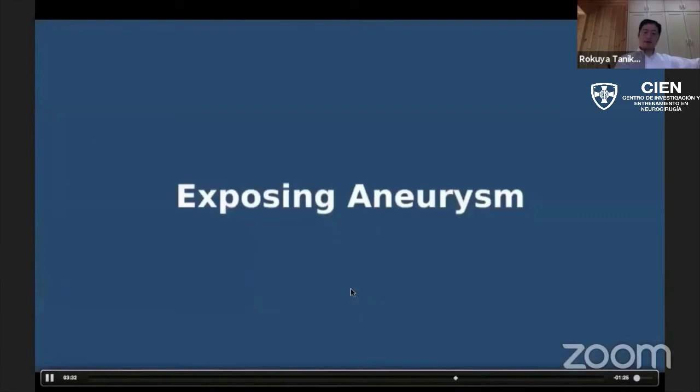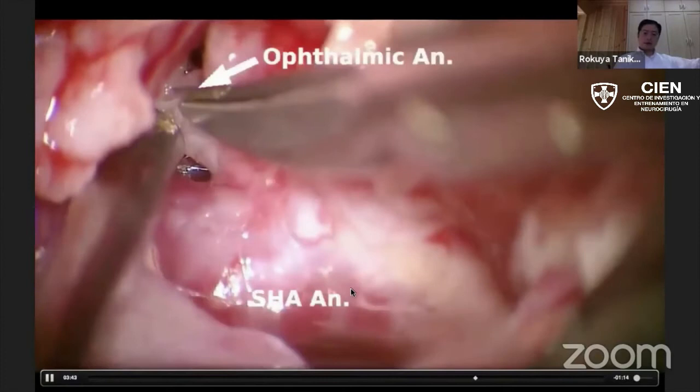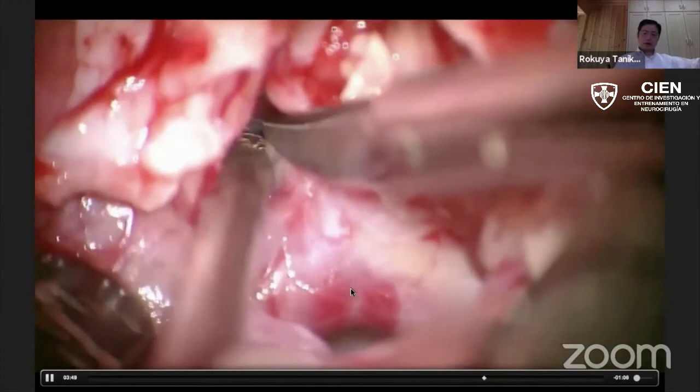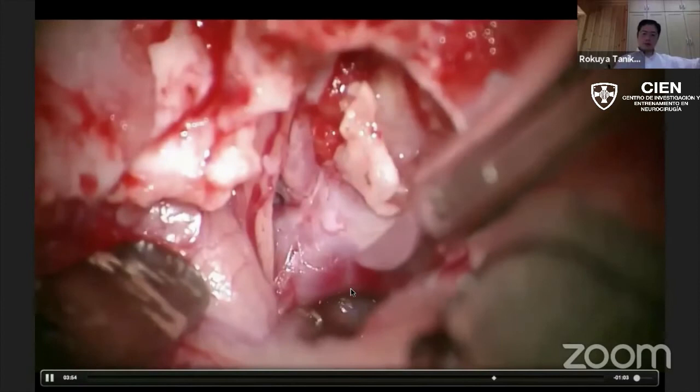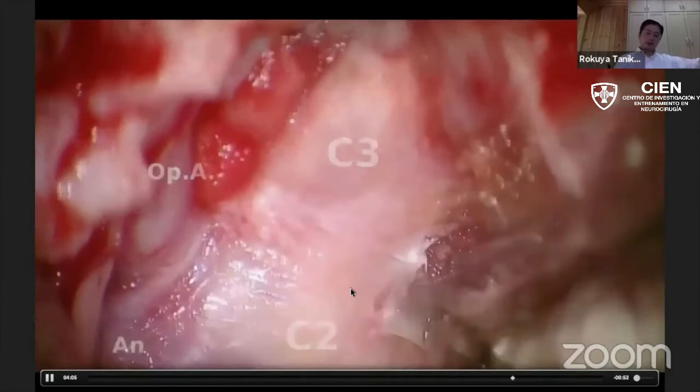At this moment, I am confirming the aneurysm. This is an unexpected small aneurysm at the ophthalmic origin. We couldn't see it on the CT angio. This is the main part of the large aneurysm. And here is the remaining cap of the distal dural ring attaching to the lateral wall of the carotid.